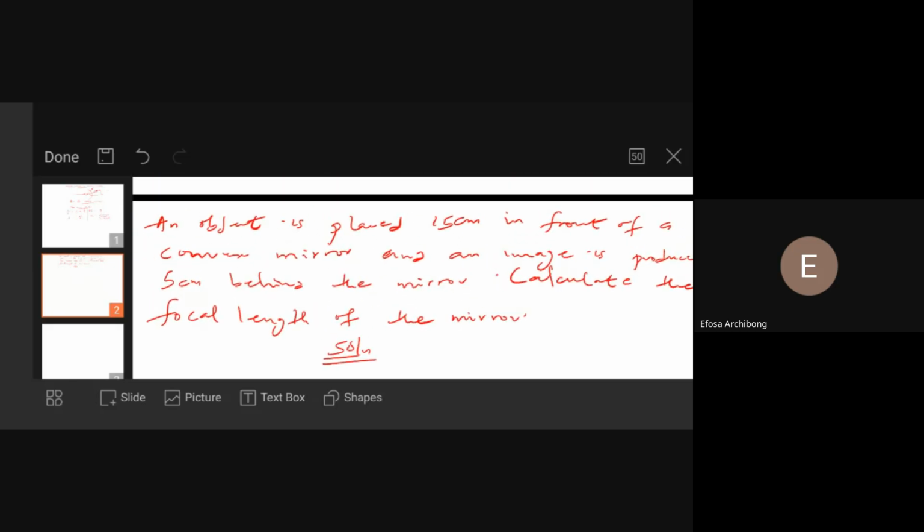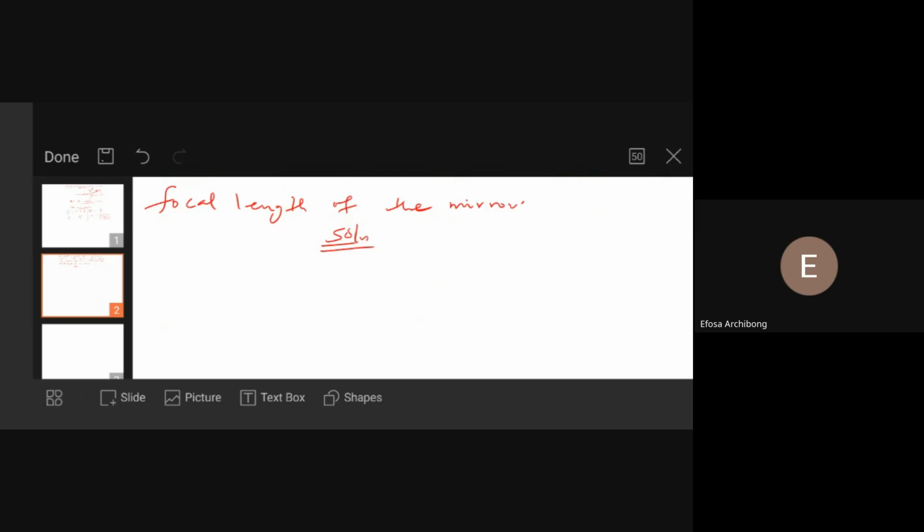Based on what the question says, the object is placed 15 cm in front of a convex mirror. Don't forget the mirror is convex, and the focal length of a convex mirror must always be negative. And since a convex mirror produces only virtual images, it means that the image distance must also be what? Negative. Those are just the things to note, nothing else.